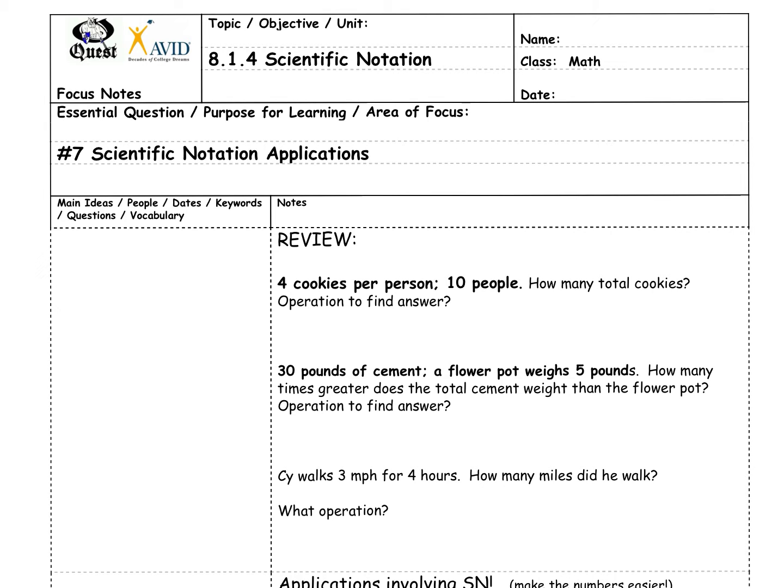If we have 4 cookies per person and we have 10 people, how many cookies do we need? If you have 30 pounds of cement and a pot weighs 5 pounds, how many times greater is the cement versus the pot? And if Si walks 3 miles an hour for 4 hours, how many miles did he walk? I want you to pause the video and think about these problems and think about what operation you are using to solve.